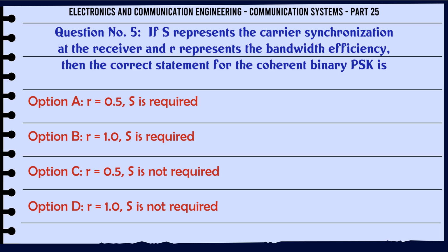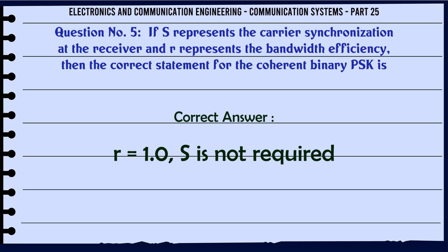If S represents the carrier synchronization at the receiver and R represents the bandwidth efficiency, then the correct statement for the coherent binary PSK is A. R 0.5 S is required. B. R 1.0 S is required. C. R 0.5 S is not required. D. R 1.0 S is not required. The correct answer is R 1.0 S is not required.